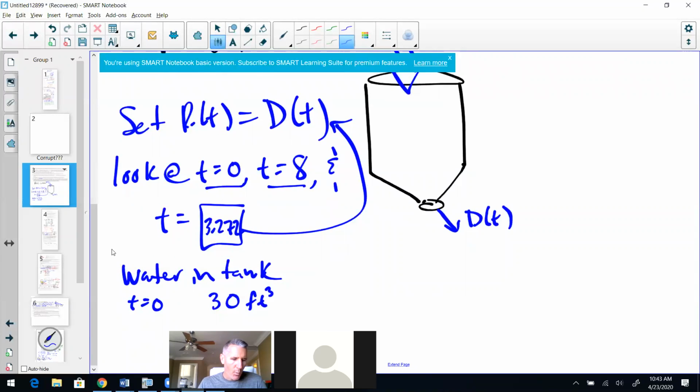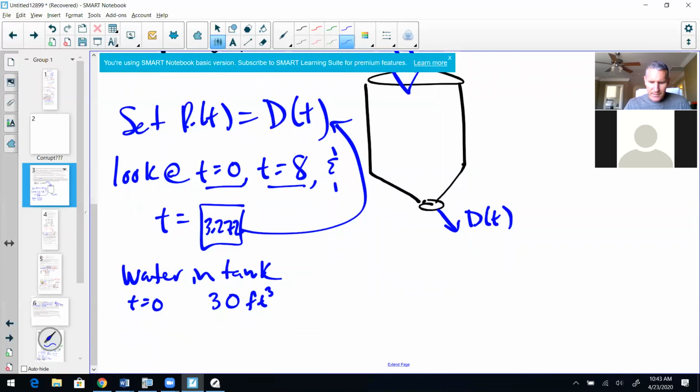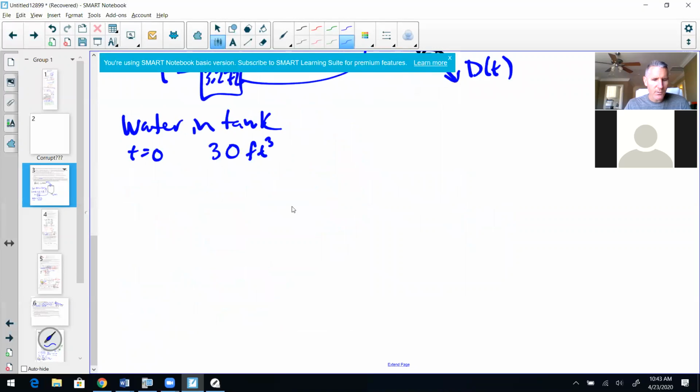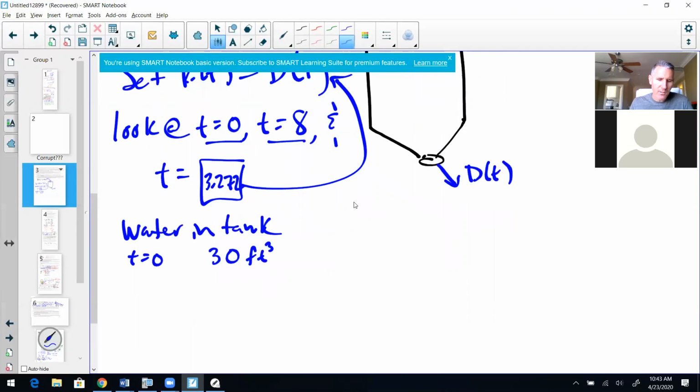So the water is going to be at a minimum at either t equals 0, t equals 8, or t equals that critical number, which is 3.272. We're given that there are 30 cubic feet of water in the tank at t equals 0. Now we have to figure out how much water there is at t equals 3.272 and how much there is at t equals 8.